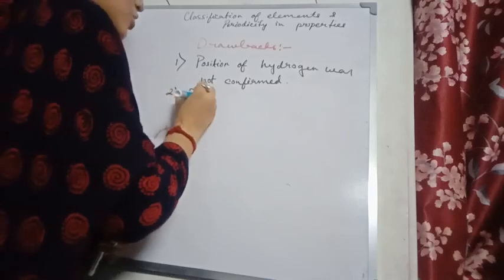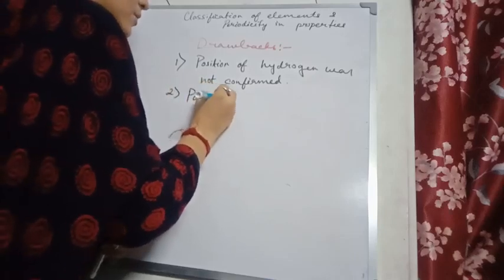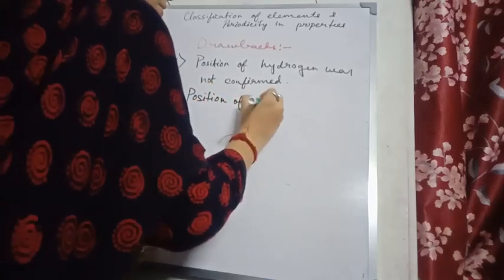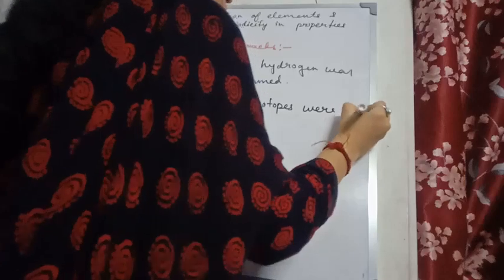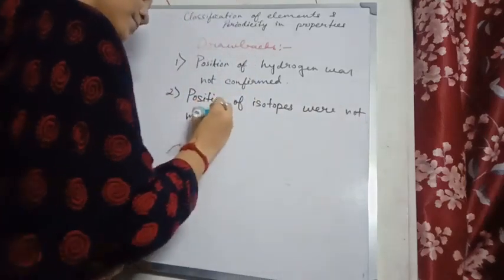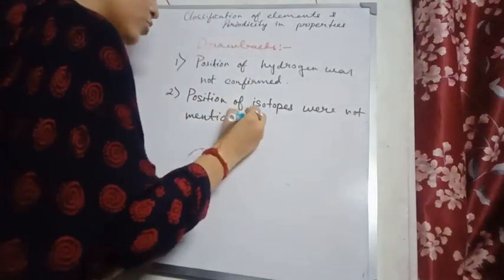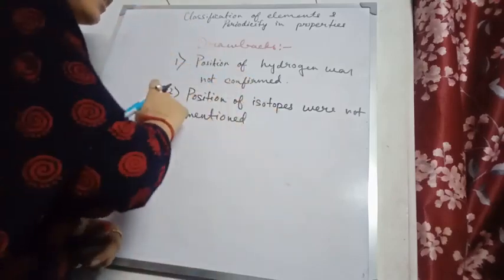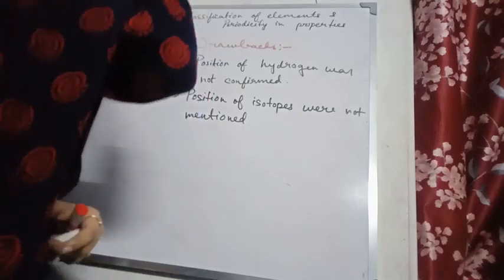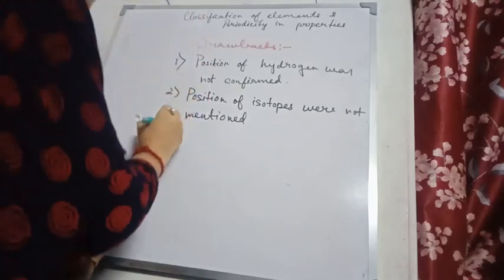Second, the position of isotopes was not mentioned. This is a major drawback because the elements are arranged in increasing order of atomic masses, right? So here the isotope position is not given. This is one of the major drawbacks.